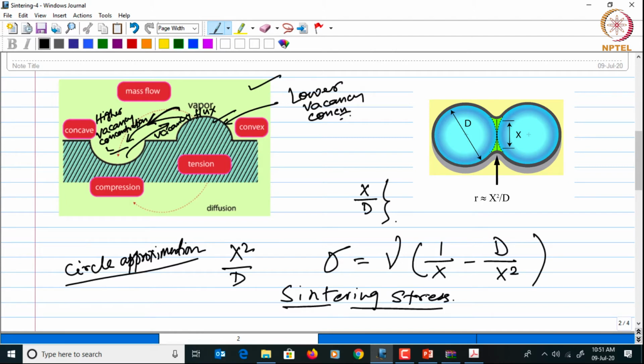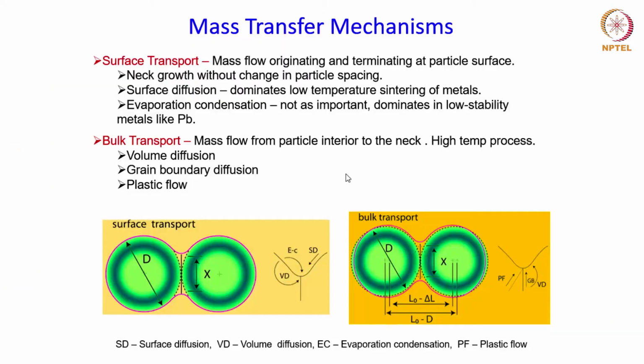From here you can also see that when the diameter is small, then the sigma is high. That means that smaller particles will have higher sintering stress or greater driving force for densification. Now let us come back to the mass transfer mechanisms of sintering. Here we have seen there are distinct paths across which the matter is transported towards the neck.